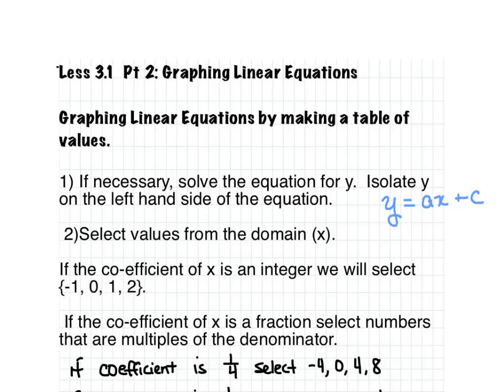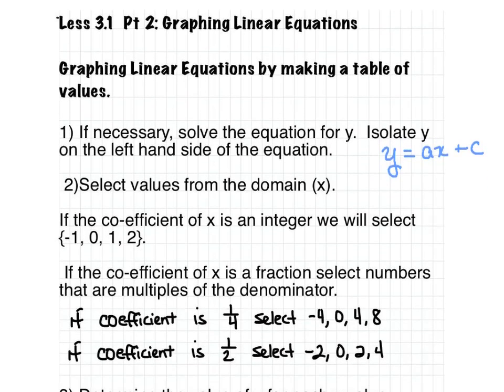Number 2, select values from the domain x. Here are some pointers you need to follow. If the coefficient of x is an integer, in other words, it's not a fraction, we will always select the following 4 values: -1, 0, 1, and 2. However, if the coefficient of x is a fraction, then you're going to select numbers that are multiples of the denominator to make it easy to graph.